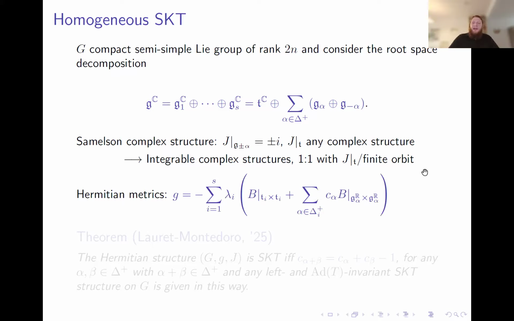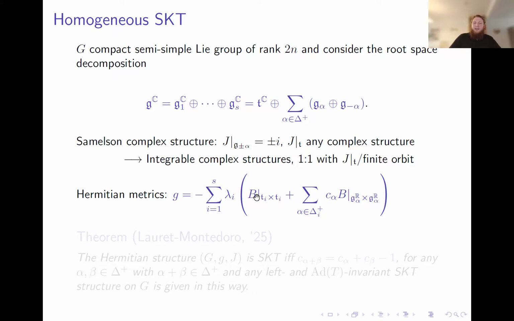For that reason, I'm giving the most general Hermitian metric you would assume. Basically, I take the Killing form and scale it by some factor C_alpha. These root pairs have to be scaled in the same way because they are the ones that are preserved by J. So you cannot have different factors on these.